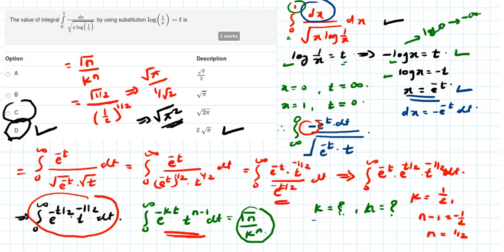Option C is the right answer, under root 2 pi.